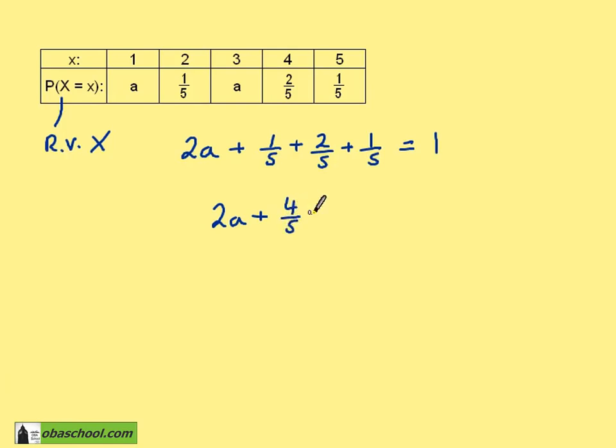2a plus 4/5 is equal to 1. So 2a would be equal to 1/5, and then a is equal to 1/10.